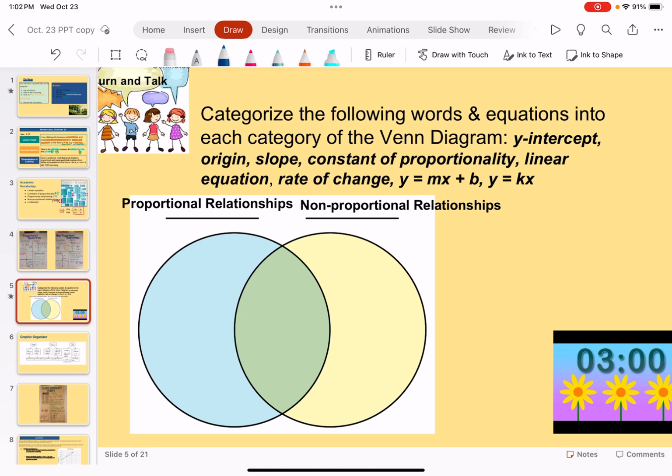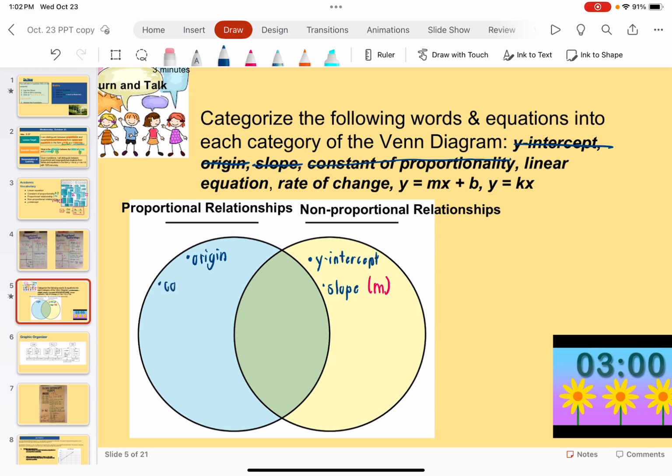So the first word is y-intercept. So I know that only non-proportional relationships have a y-intercept. Then we have origin. So I know that only proportional relationships are lines that go through the origin. Slope is a word that we use for non-proportional relationship, and we use the letter m to represent slope. Then for constant of proportionality, which is very similar to slope, we use the letter k to represent that. And that goes under proportional relationships.